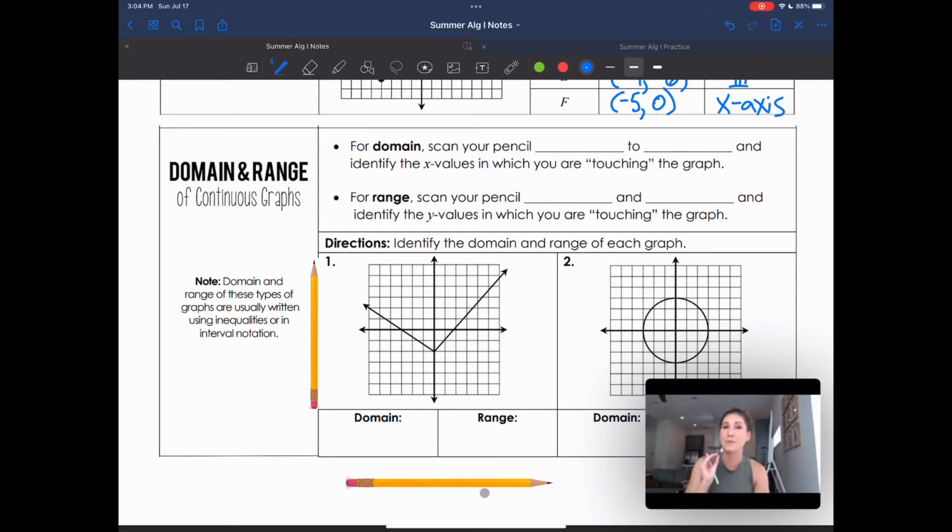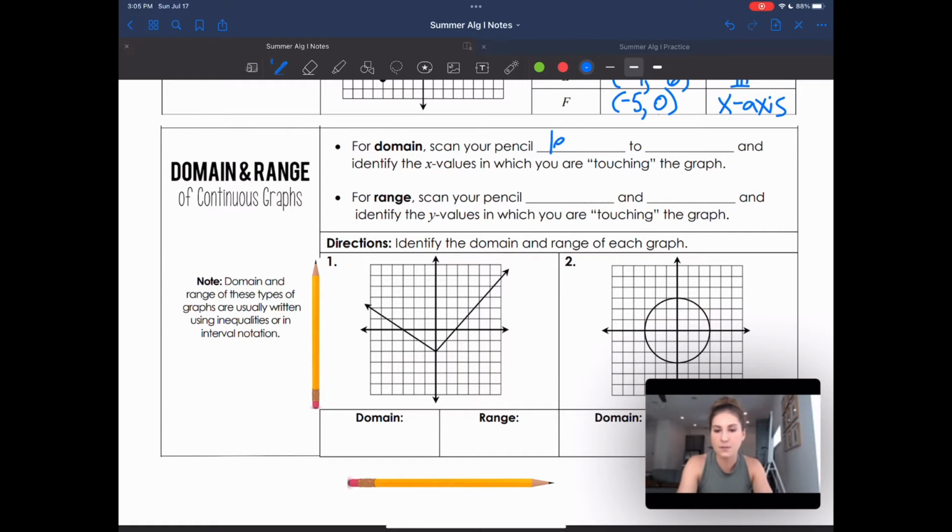But it is also the most important because you will do domain and range throughout the rest of your math career. Okay. Domain just means the set of the x values. Your range is just the set of your y values, and that's kind of a little bit in the definition of them up here. So to find the domain, we're going to scan our pencil. You don't have to do it this way, but it's helpful to do this. You're going to scan your pencil left to right and identify the x values in which you are touching the graph. Okay, so let's fill that in. Scan our pencil left to right.